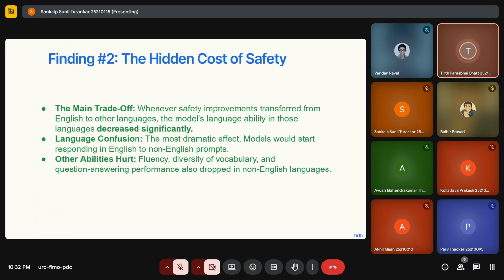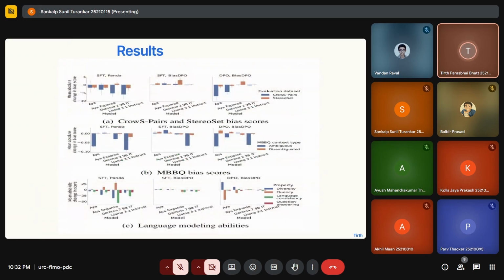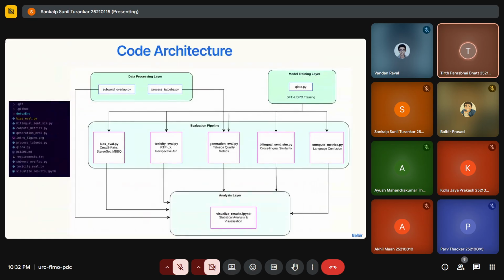And the second finding was the hidden cost of safety. The main trade-off was that when the safety improvements from English to other languages happened, the language ability of those models decreased significantly. The language confusion increased, and the other abilities like fluency and diversity of vocabulary in non-English languages also drastically dropped. Next, as you can see, these are the datasets and the results from that. The next part, the code architecture, would be explained by Balbir.